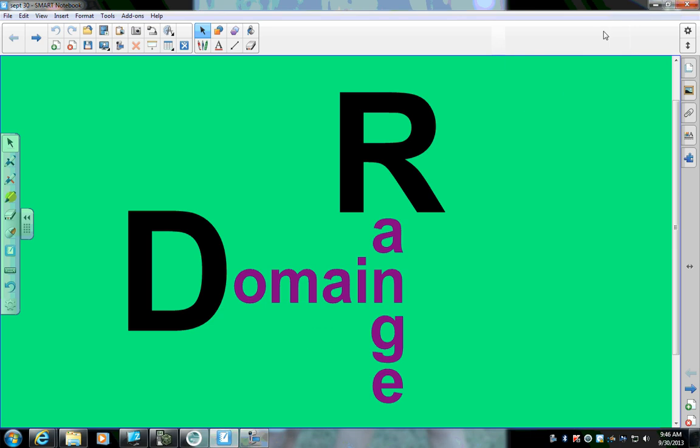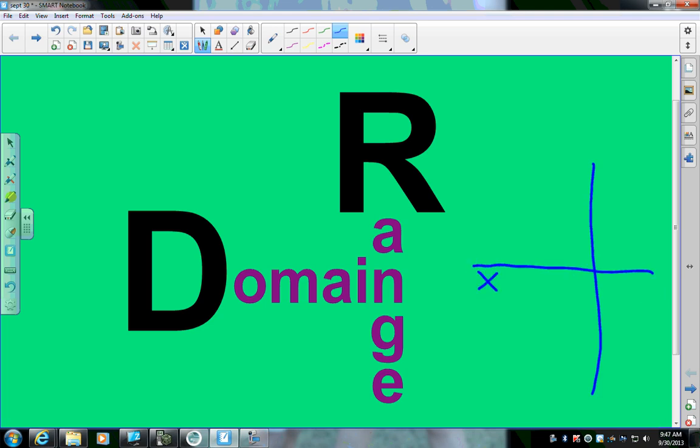We're going to start talking about domain and range. Again, just as a reminder, look how they even wrote domain and range. Why did they write it this way? X and Y axis. See, right here, the domain is the X. That's the horizontal axis. It goes from left to right. The range is vertical. It's the Y. It goes up and down. Okay, you need to make sure you remember that.